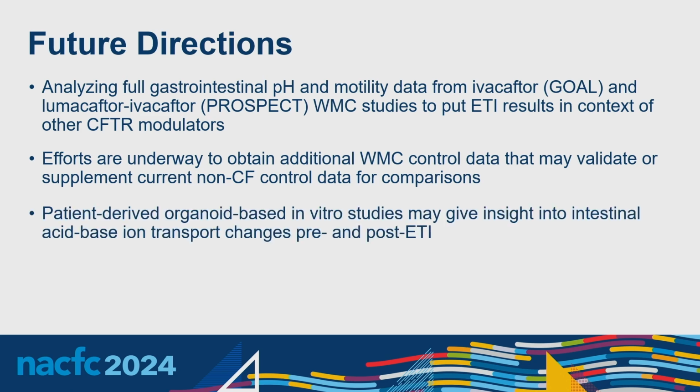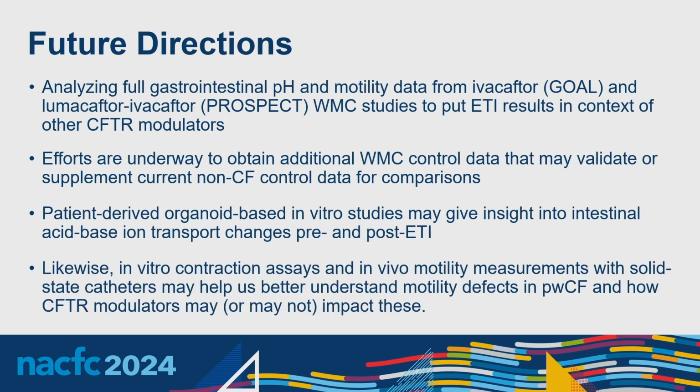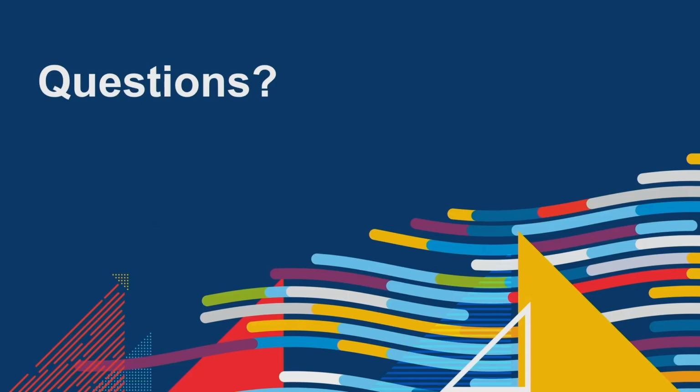One can start to design experiments using, for example, patient-derived organoids to do in vitro studies looking at acid-base transport with different modulators and see if there are differences with ETI versus other ones. And then for the contraction, likewise we can do in vitro contraction assays in the lab to really understand the contraction dynamics that occur with and without modulators. We can also do in vivo motility studies, and I'll defer to Doreen on this as the motility expert, but really proper motility studies using catheters to understand what is happening pre and post these drugs. So with that, I'll end and answer any questions.